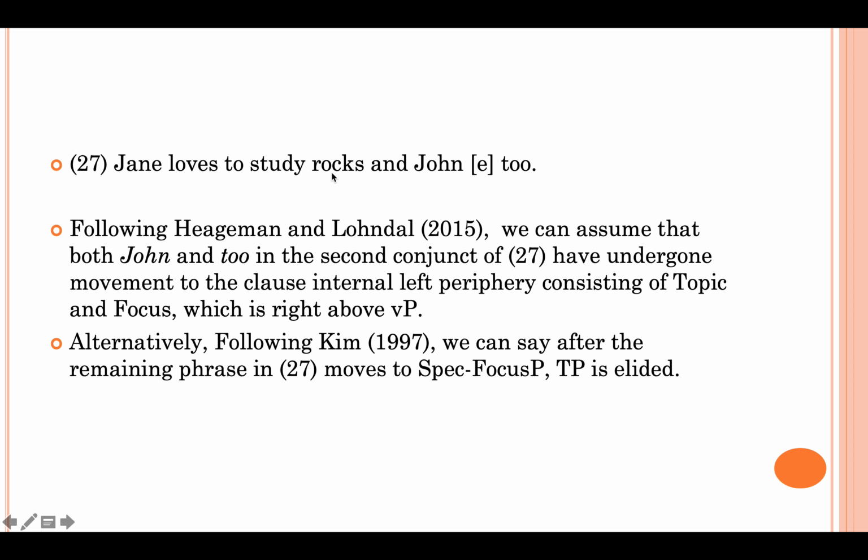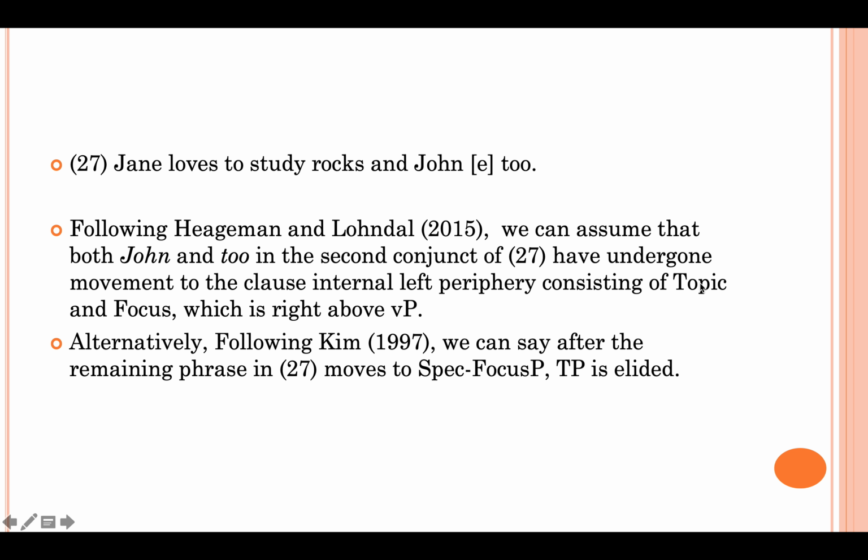Jan loves to study Jacques and John too. In this sentence, T has no phonetic features and its complement is also elided, but it is grammatical. I think it's not a challenge. Following Hechman and her colleague, we can assume that John and two in the second conjunct undergo movement to the clause-internal left periphery, which consists of topic and focus, above VP.